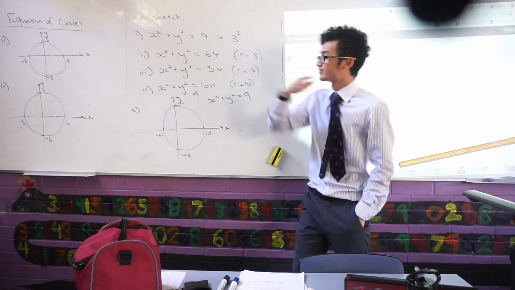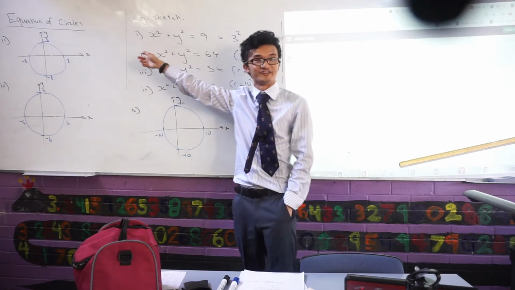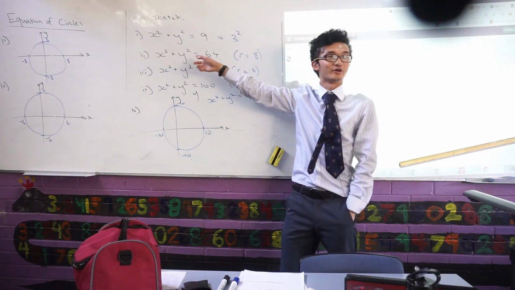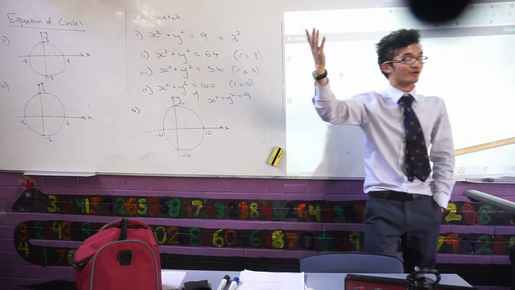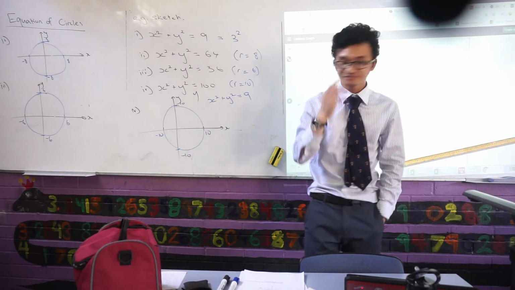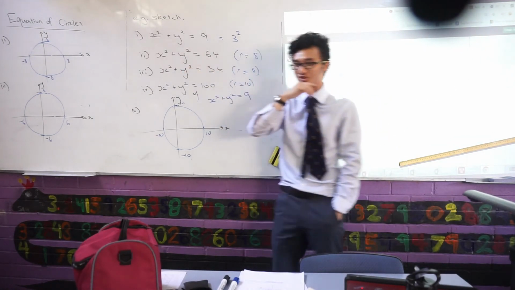That's right, yeah. So for all of these ones, you notice that they all have a very similar format. x² plus y² equals some number, and that number is going to be the radius squared. Okay, so that's what there is. And again, if you want to check, you can substitute in some points there.